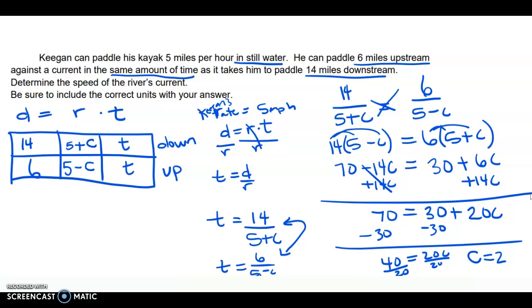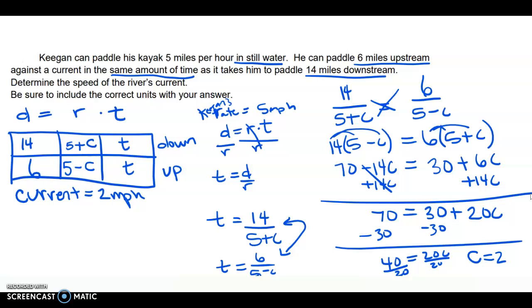I put C for the current on purpose so that when I got to my answer I could remember that C is the current. So this tells me the current is 2 miles per hour. Let's make sure, does this make sense in the context of this problem? The current is slower than the rate, and that's important. Otherwise, Keegan could not go upstream. We want to make sure the current is always less than the rate that he is paddling.